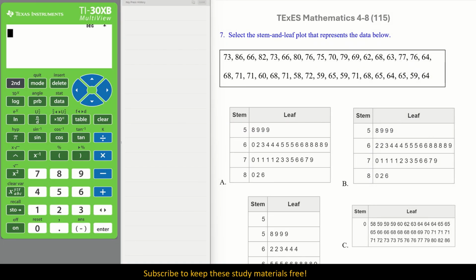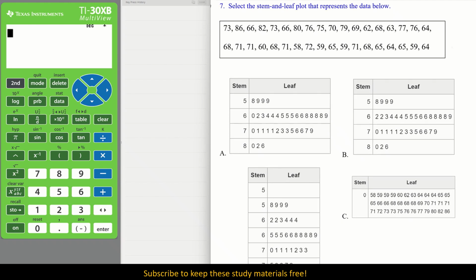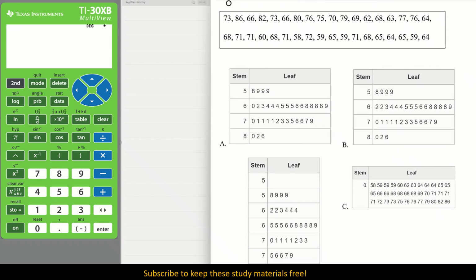Number 7, select the stem and leaf plot that represents the data below. Okay, you may be just about to panic looking at all those numbers. The key here is I'm looking at it and I'm quickly seeing some facts. If you know the properties of a stem and leaf, you automatically should know, just get rid of one immediately, which is C. This is simply not a property of your stem and leaf. So that has been eliminated.